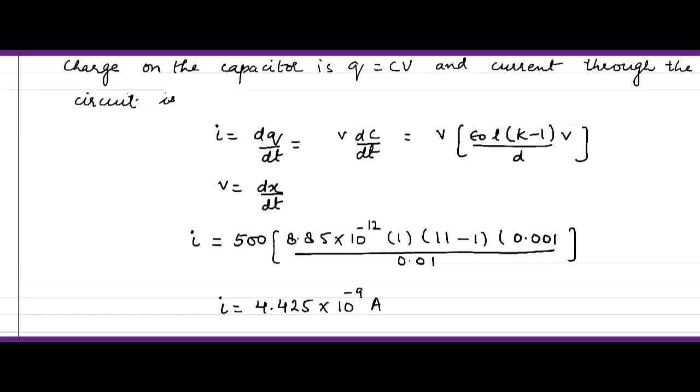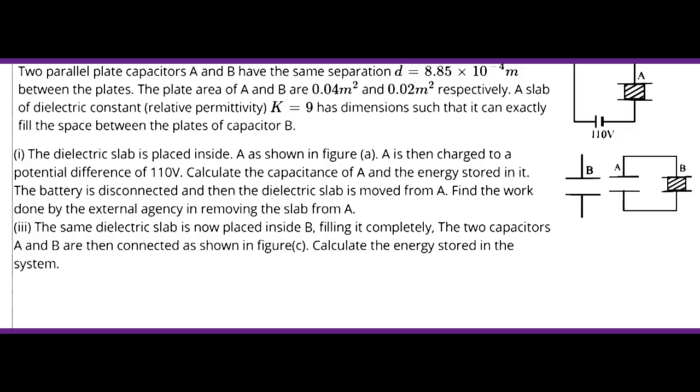Hello, we are given a question, and the question says two parallel plate capacitors A and B have the same separation d equal to this much between the plates. The area is this and this for A and B, right?